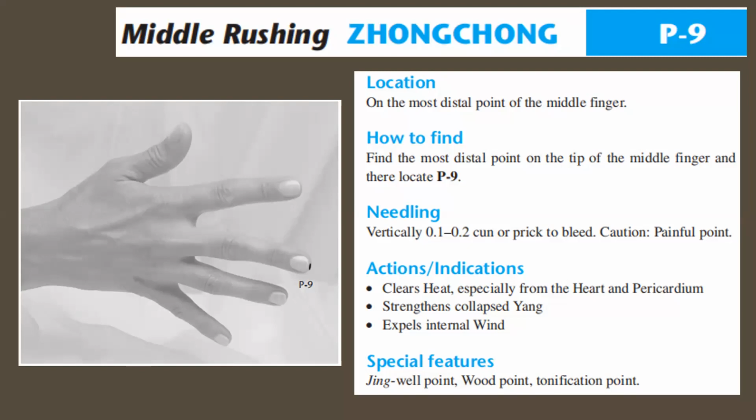For the action and indication, PC9 clears heat, especially from the heart and pericardium. It strengthens collapsed yang and expels internal wind. For the special features, PC9 is a Jingwell point, wood point, and tonification point.